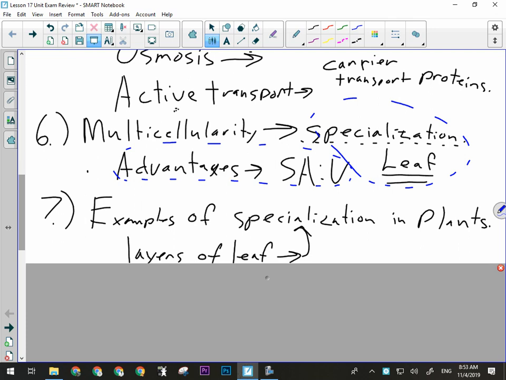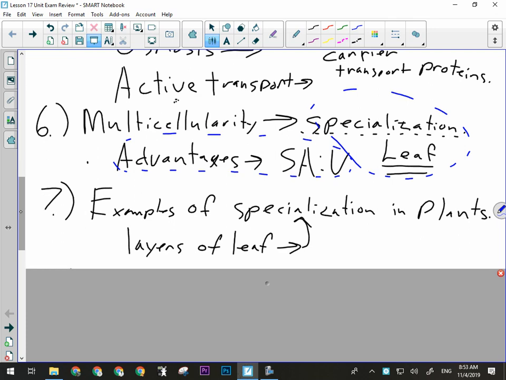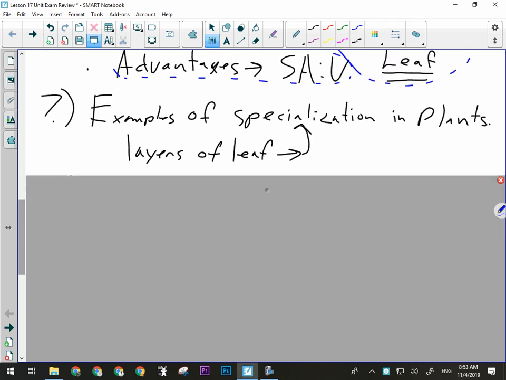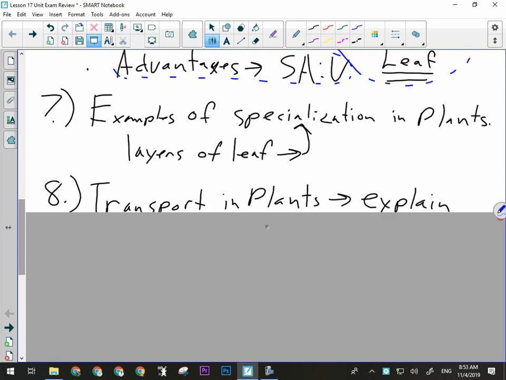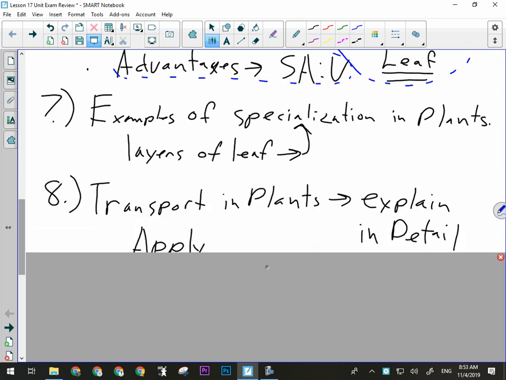Okay, examples of specialization in plants. We just talked about that, I got ahead of myself. So that's layers of the leaf. And then we talked about transport in plants. We did a lab on that. There could be some stuff about the lab, maybe.